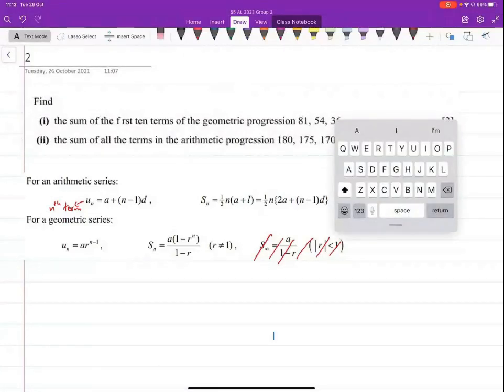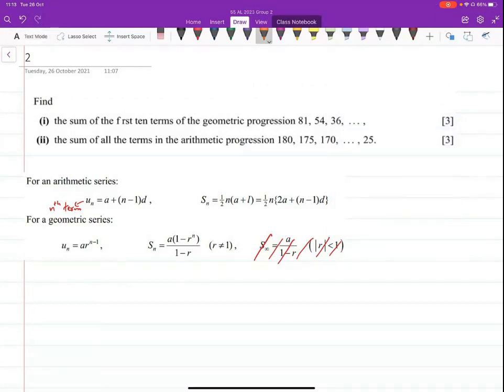Okay, so first of all, we have to be careful that we are using the right formula for the right sequence. Formulas mix up nahi karne. You use arithmetic series formulas for an AP and GP formulas for a GP, right? Don't mix them up.